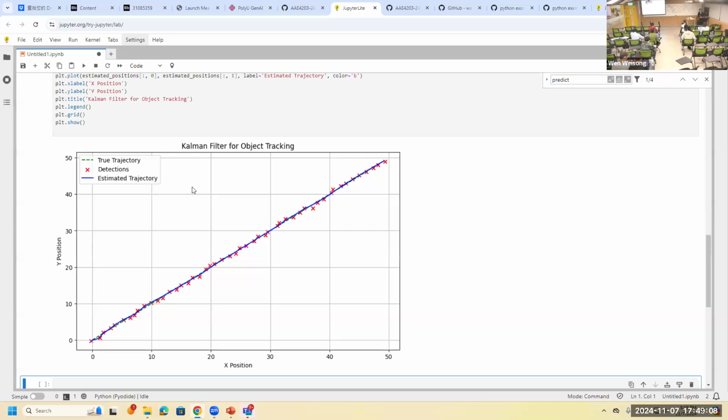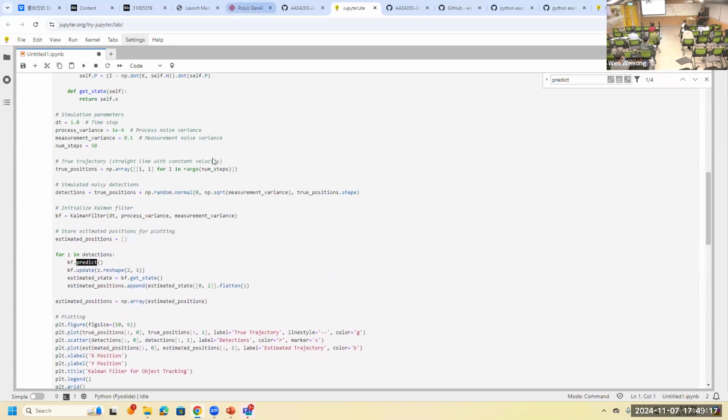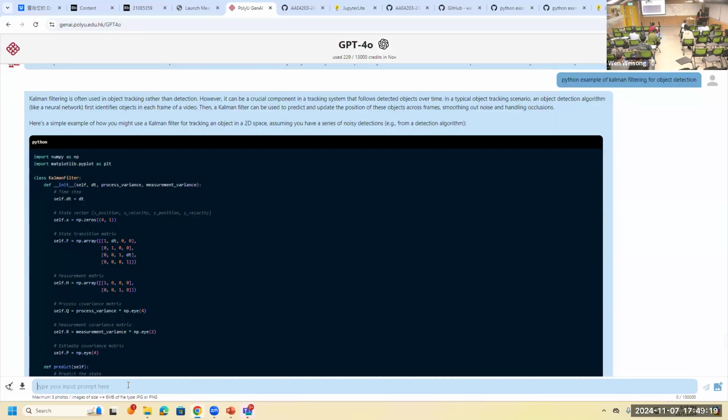This is still an estimation problem. Object tracking means position tracking. The position tracking is the same. So, for example, let's ask ChatGPT for another example.